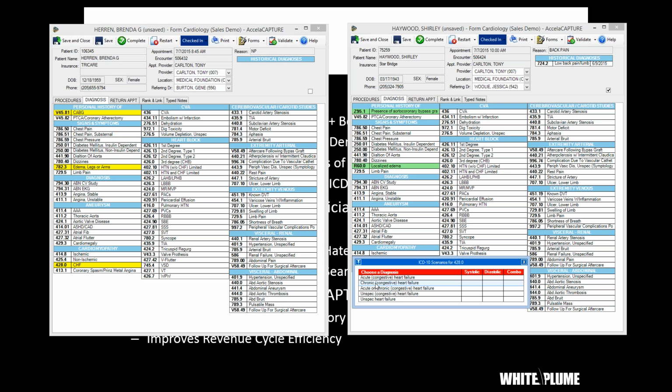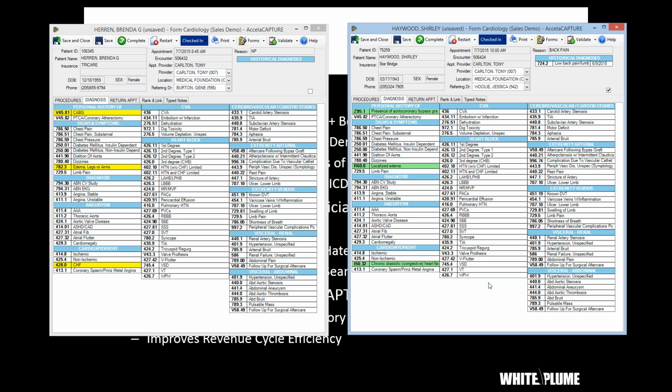So it allows me to quickly recognize what the choices are. I don't have multiple options to drill down, multiple pop-ups to select through. I don't have to read through a big long list. I can quickly say it's chronic diastolic congestive heart failure, and I'm done. Again, it puts in the code, it puts in the description.